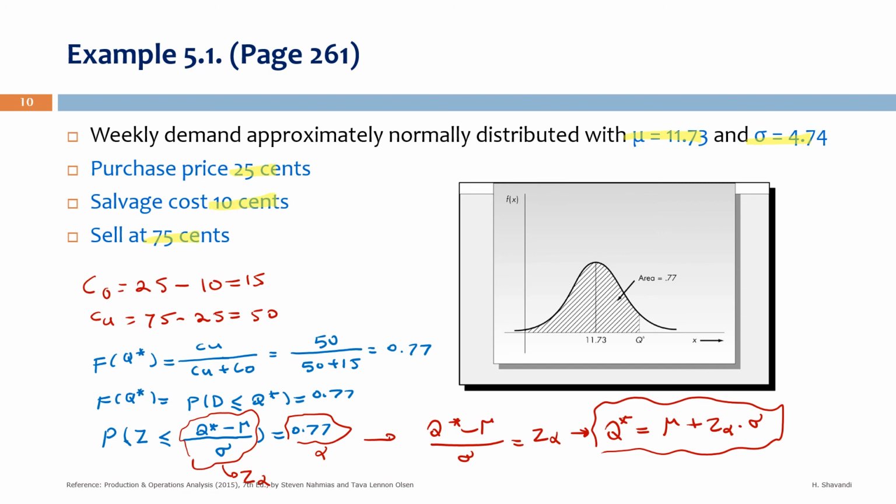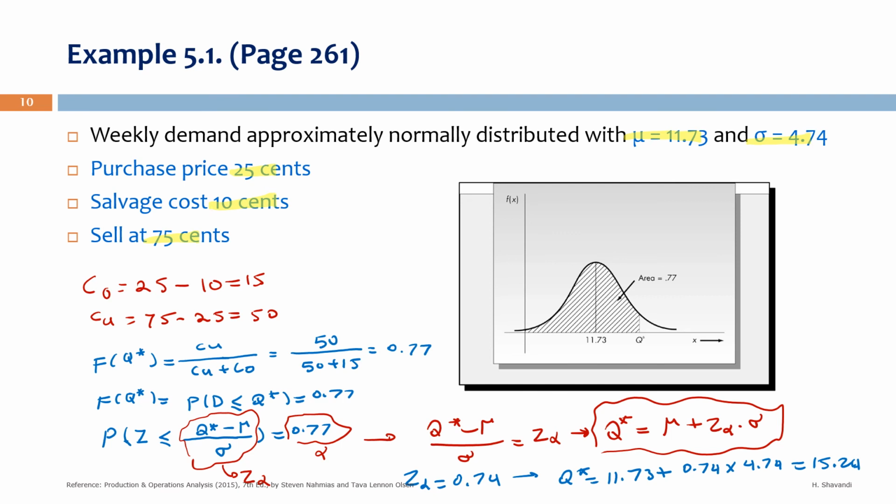And now if you go to the standard normal distribution table and consider alpha as 0.77, then the Z alpha will be 0.74. Okay, 0.74. Now the Q star will be 11.73 plus 0.74 times sigma, which is 4.74. Then it becomes 15.24. And now we can round it up or down. It depends on the situation.